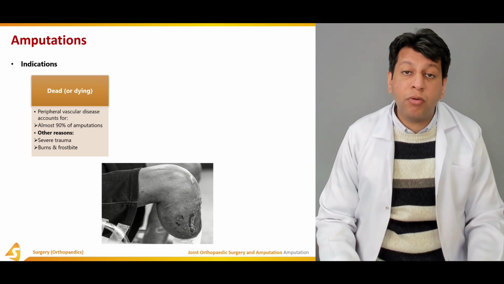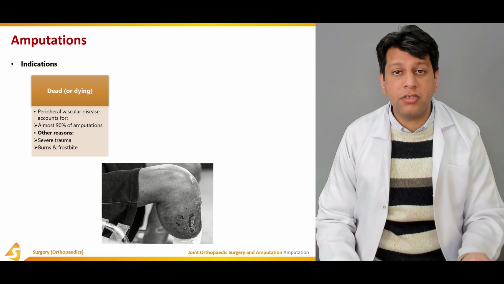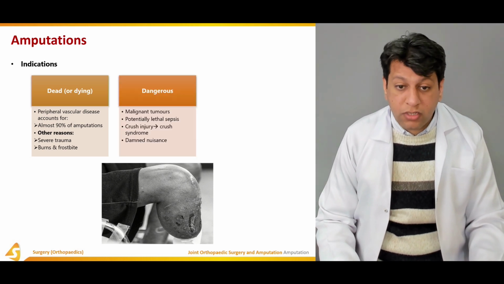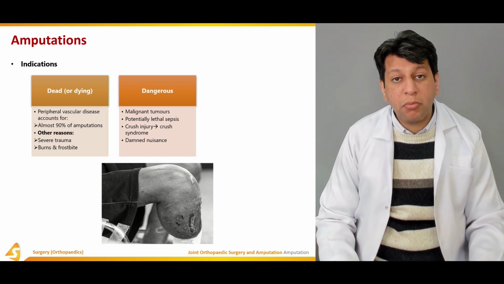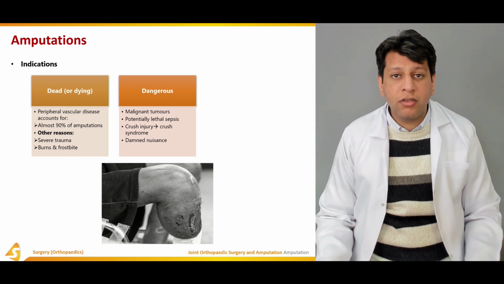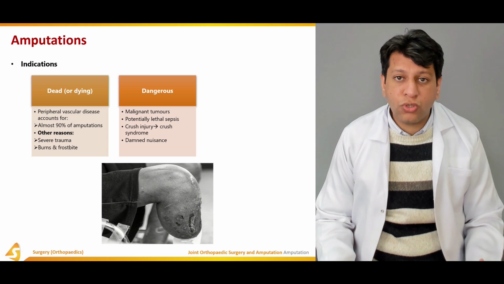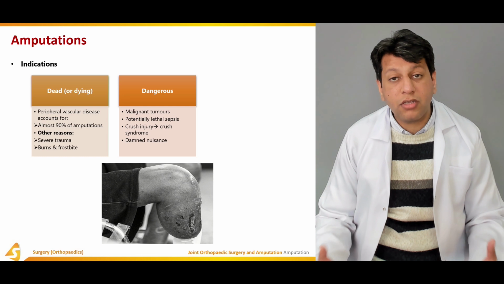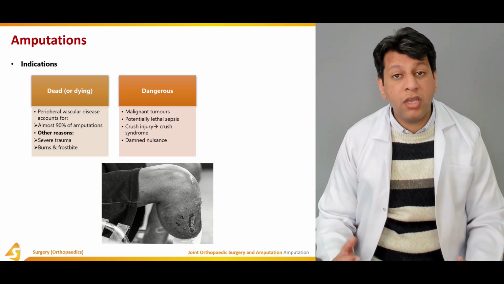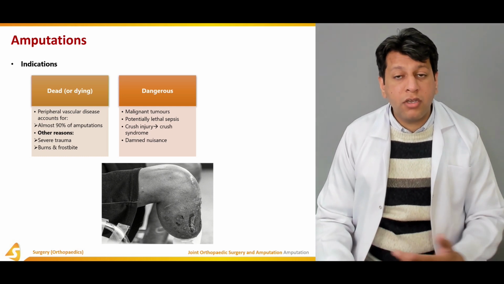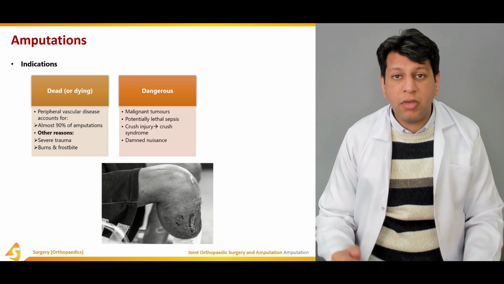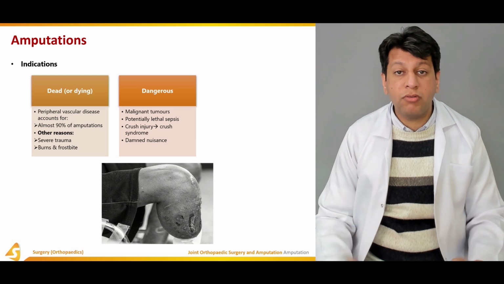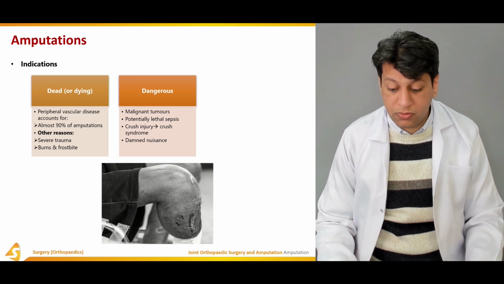Sometimes you may have to perform amputation as the first surgery rather than doing any reconstructive work. Other is dangerous. For example, if there is a malignant tumor, like a chondrosarcoma of the hip joint, you cannot just leave that chondrosarcoma over there. You have to do something about it. But if it's involving the area where the hip joint is involved, we may have to go for some kind of hip disarticulation or even a pelvic amputation, as we may not be able to salvage the limb at times.